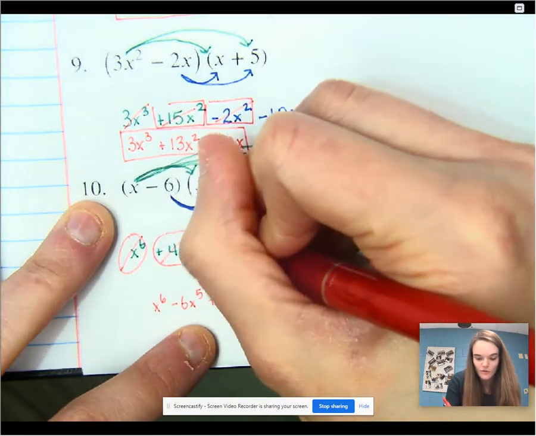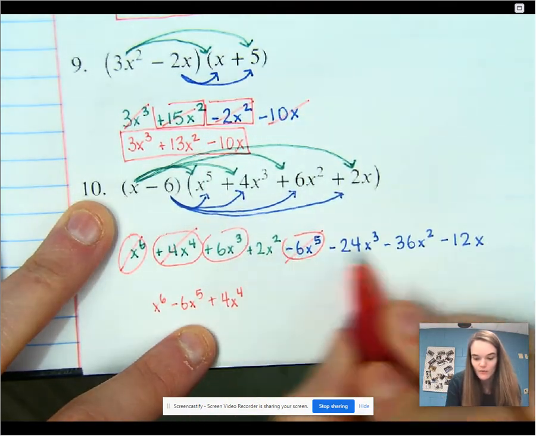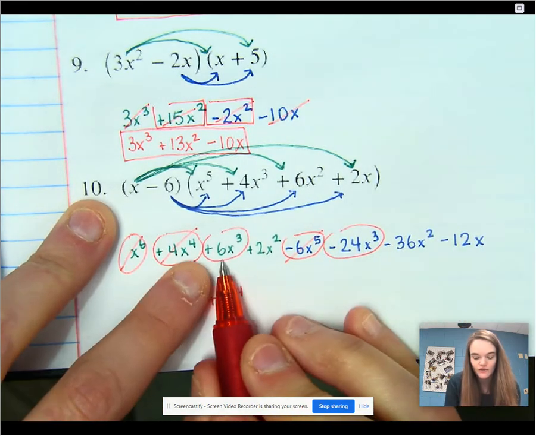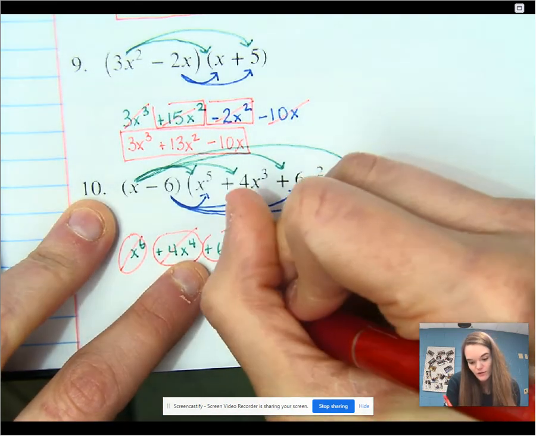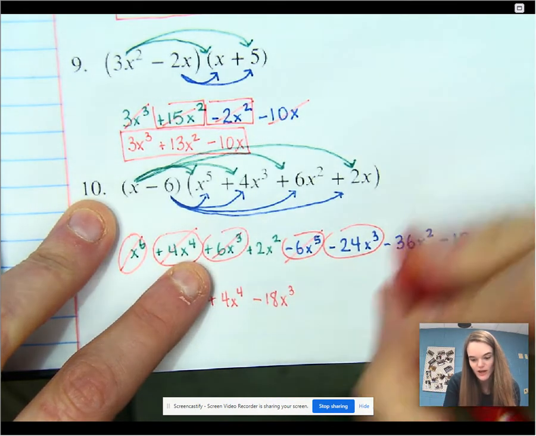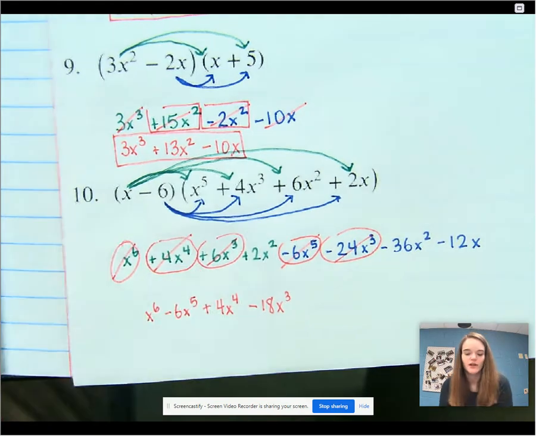Okay, next is the third power. Do we have any more third powers? Yes. Do we have any more? No. Negative 6 plus negative 24 is negative 30... 6 minus 24 is negative 18, next to the third. Negative because that 24 is larger and it's negative.